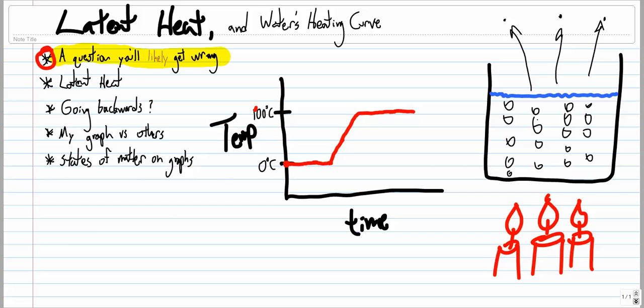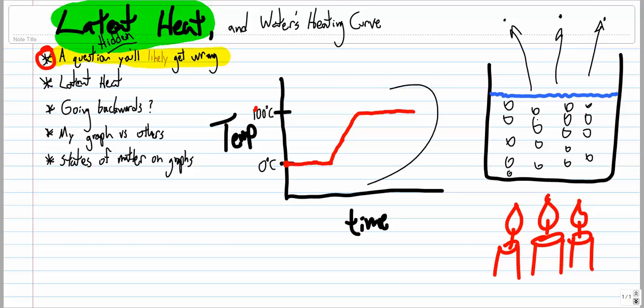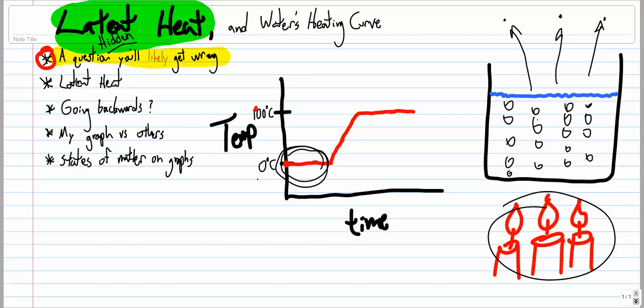So by now, maybe you've guessed that these weird flat parts of this graph are the reasons why I'm making this video. Those flat parts are related to something called latent heat. Latent is an old word that means hidden. So there's hidden heat going on in this graph. And that goes back to why a lot of you got the first question wrong. We add heat, and it didn't go into raising the temperature. The temperature stayed the same, even though we were adding heat. So right here, when the graph is flat, we've got latent heat going on. And up here, where the graph is flat, we've got latent heat going on.